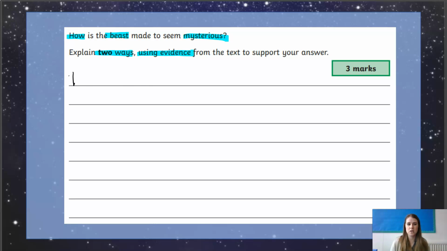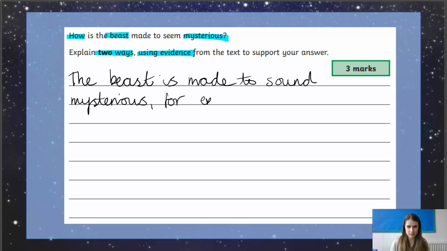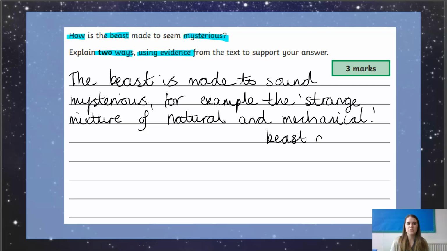The first bit I started off with was that the beast is made to sound mysterious, for example, the strange mixture of natural and mechanical. When we think of something that's part human, part beast, or part material, obviously part of him is natural for the beast that he is, but the other part is made up of mechanical parts. The beast was described as gargantuan. Gargantuan means massive, like a giant or gigantic.